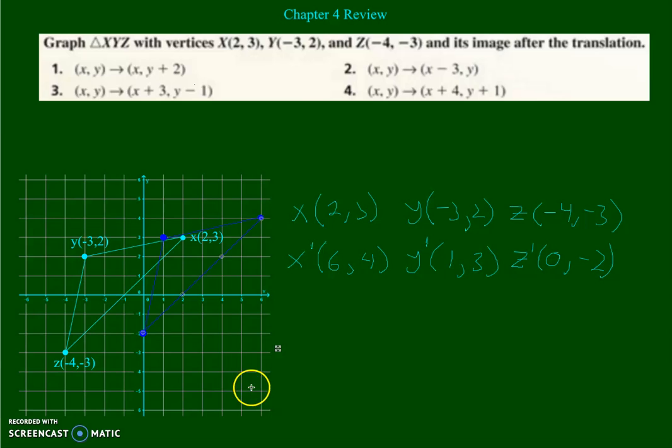So, in this transformation, what we have is the points moved over 4 units to the right, 1, 2, 3, 4, and up 1 unit. Let's move on to the next section of problems.